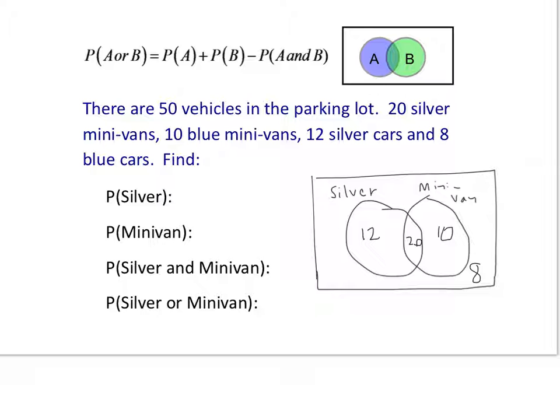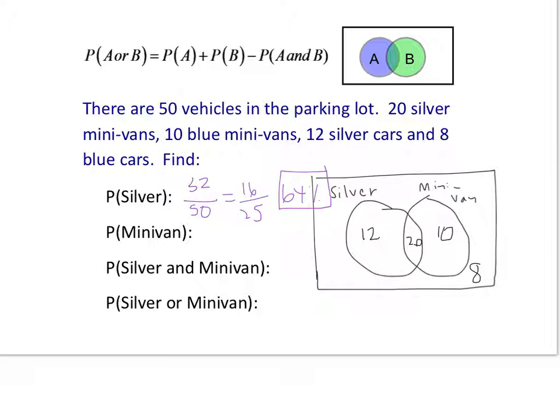Probability that we have a silver vehicle. So the probability of having a silver would be, we have 12 here in the circle and 20, and 12 plus 20 is 32 out of 50, which simplifies to 16 over 25. And again, as a probability, we want a percentage, which would be 64%.